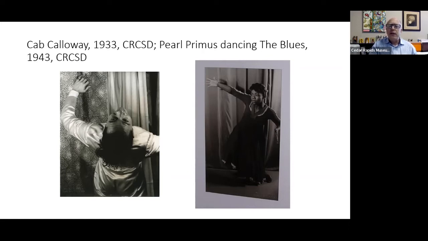And so the one that you see in our exhibition is very similar to the one that you see on the screen here, but ours is slightly different. And you will find that there will be lots of unique prints by Carl Van Vechten that are very similar to other prints, but all are actually unique. Cab Calloway here from 33, and Pearl Primus from 43. Now you might see also the notation here, CRCSD.